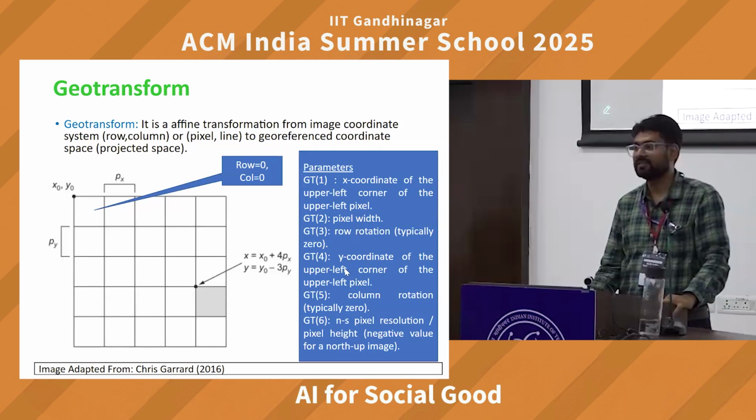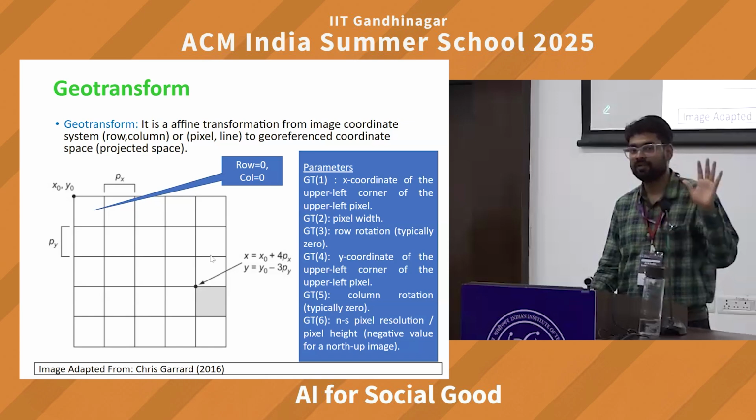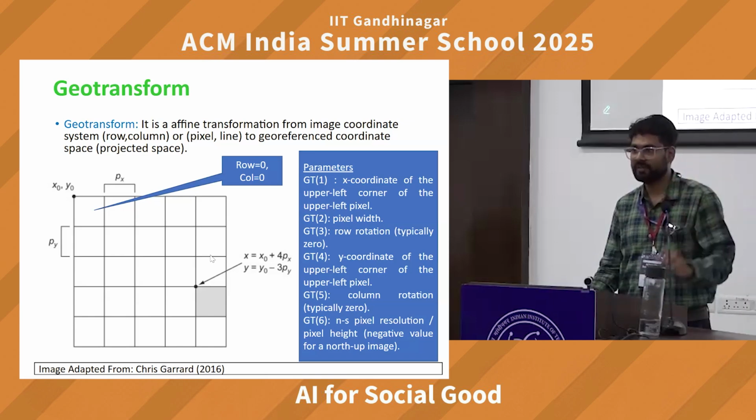But nowadays, most of the data that you are having in the open domain are already north aligned. So in that case, it's typically 0. So all these 6 parameters are important to associate spatial information with the image.